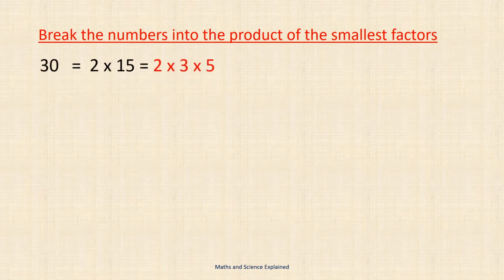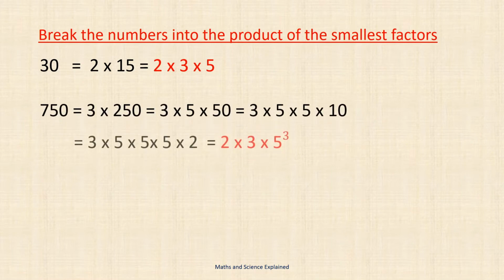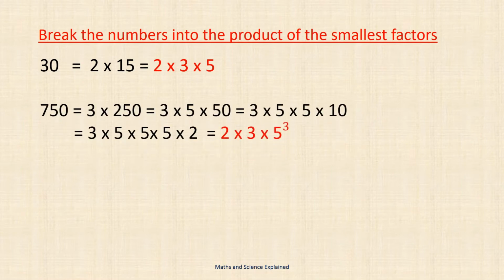30 is 2 times 15, or 2 times 3 times 5. 750 is 3 times 250, which is 3 times 5 times 50. This can be broken down further to give the expression 3 times 5 times 5 times 5 times 2, which is the same thing as 2 times 3 times 5 cubed.